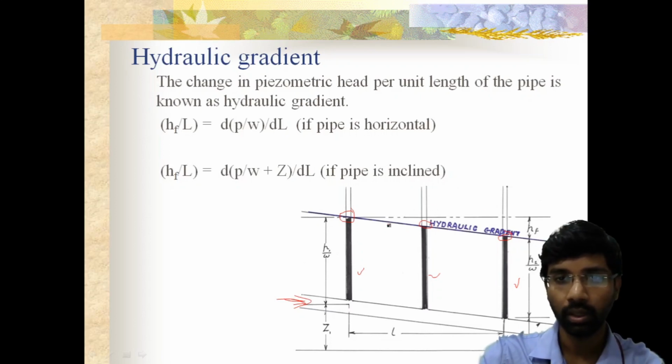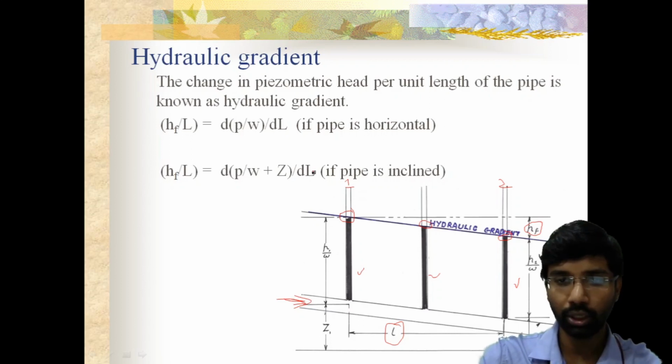Why? Because if you observe carefully, from this point to this point, there is a particular loss in head for this particular length. Let this be 1 and let this be 2. The length between 1 and 2 is L, and the hydraulic gradient value decreased by HF. So simply this HF by L will give you the change in piezometric head.